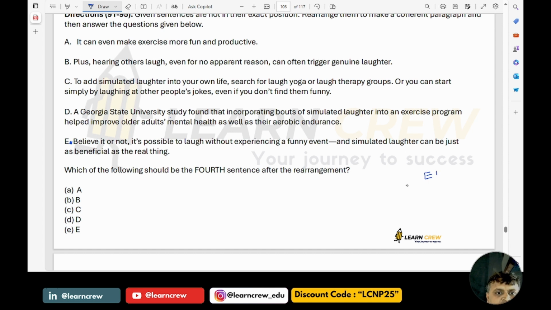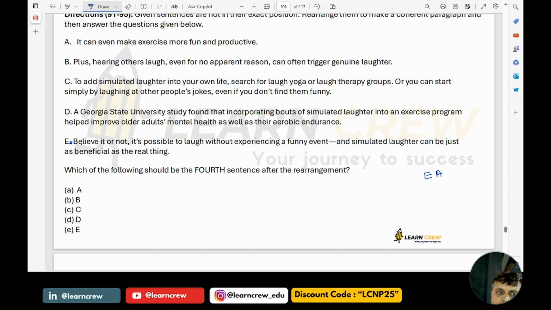Believe it or not, it's possible to laugh without experiencing a funny event, and simulated laughter can be just as beneficial as the real thing. It can even make exercise more fun and productive. Okay. To add means it has to come at the end, so this one after E, A comes.